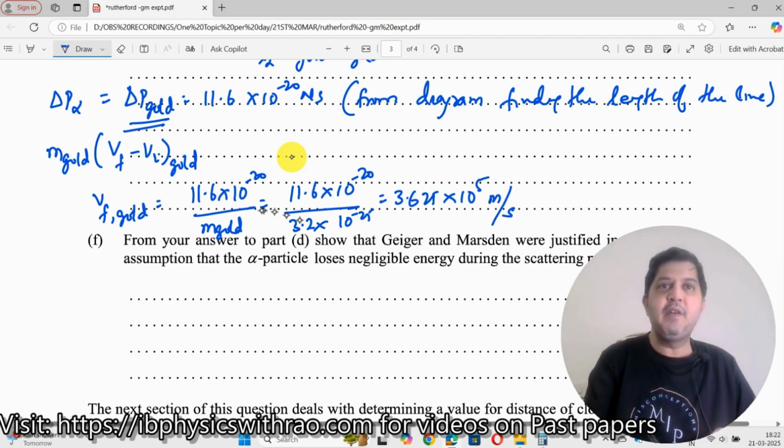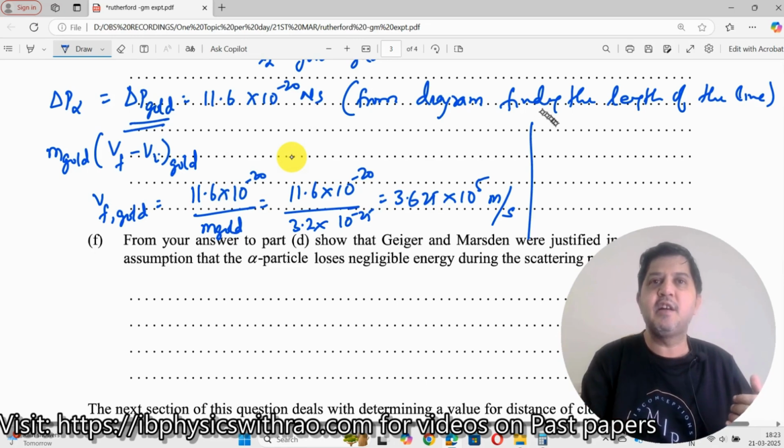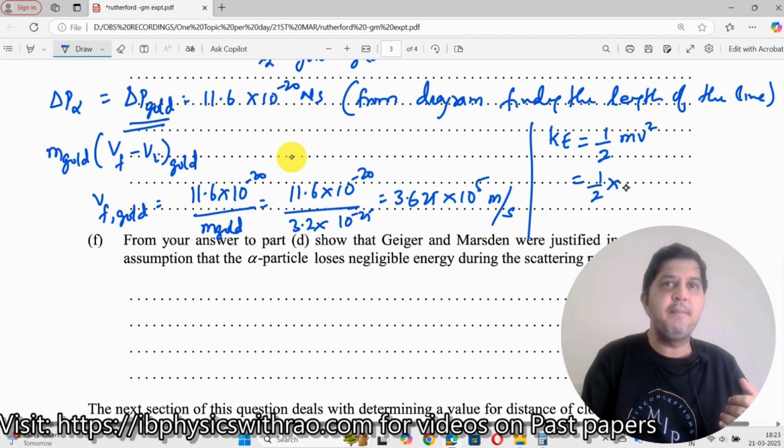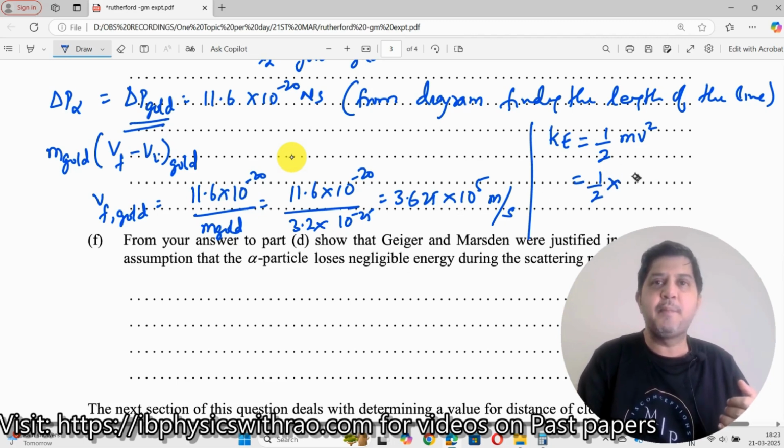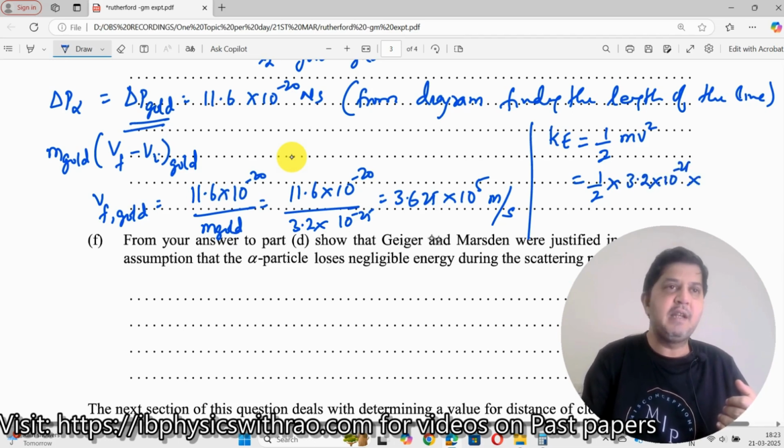Okay. Now if this is the speed, what do I need? I have got M alpha, V alpha, sorry, M gold and V gold. So what is it I need? I need kinetic energy. How do you find kinetic energy? Kinetic energy is equal to half mv square. Substitute all the values. It should be half into, what's the value of m? M value is 3.2 into 10 to the power of minus 25 multiplied by V.